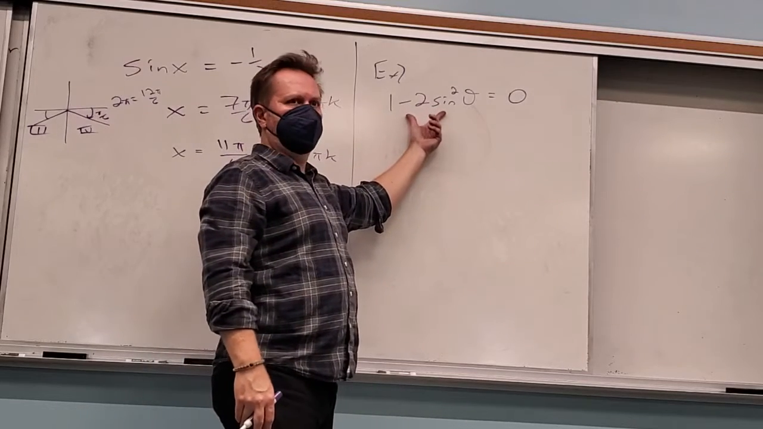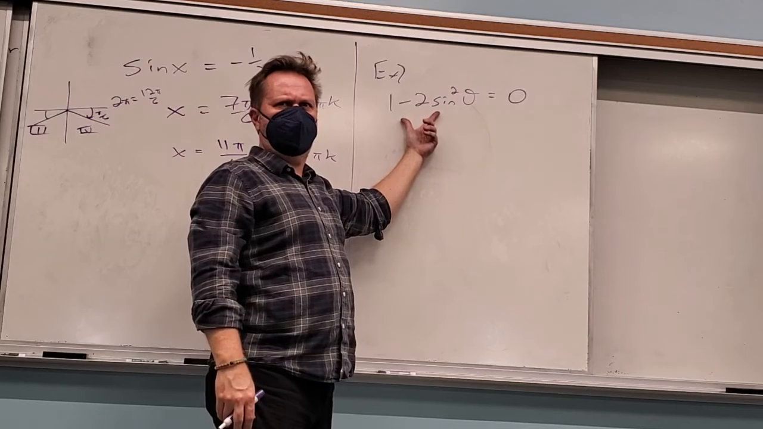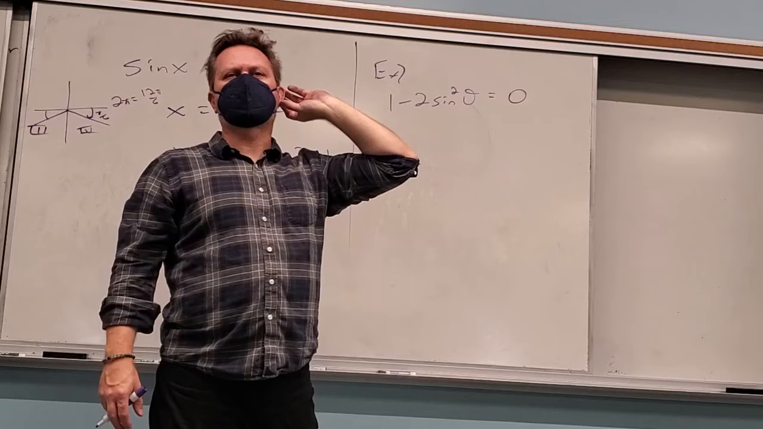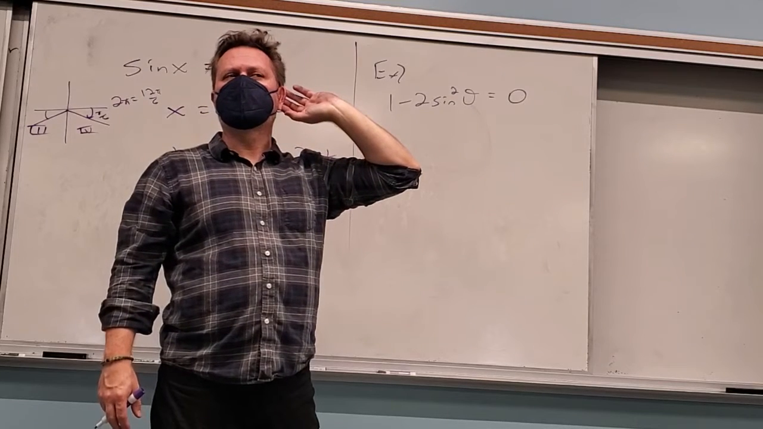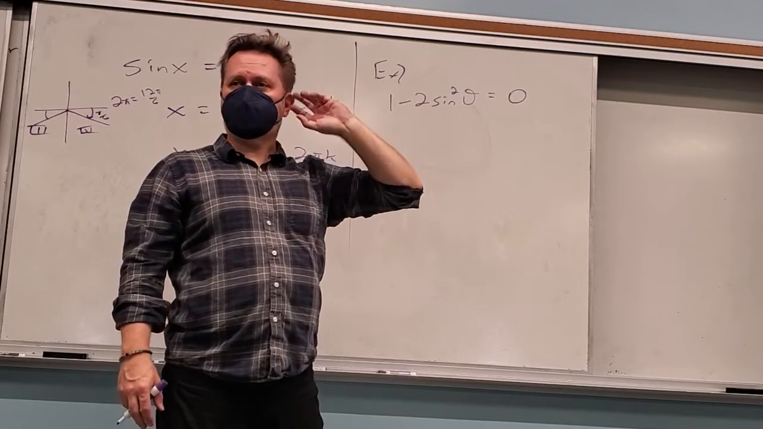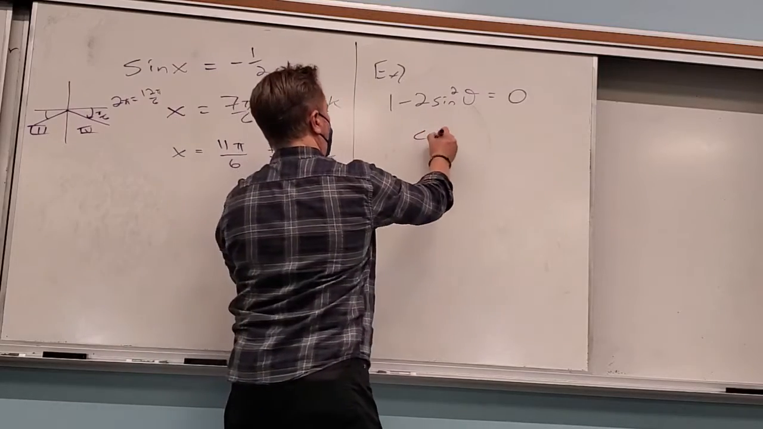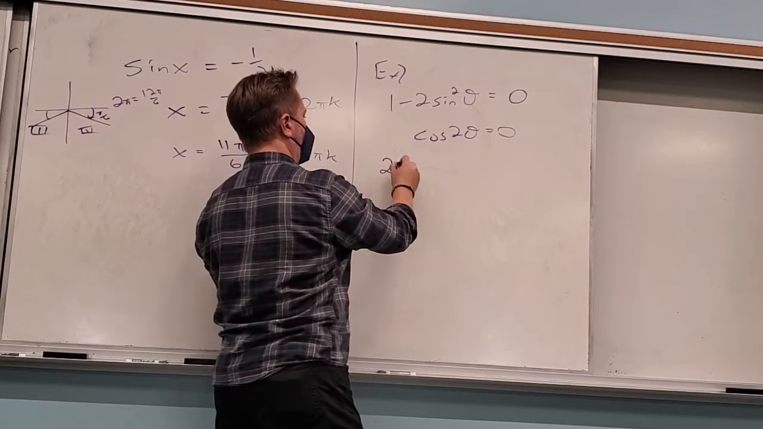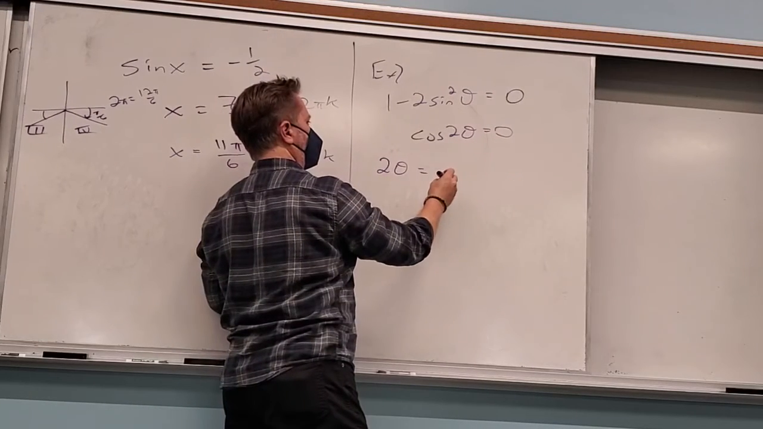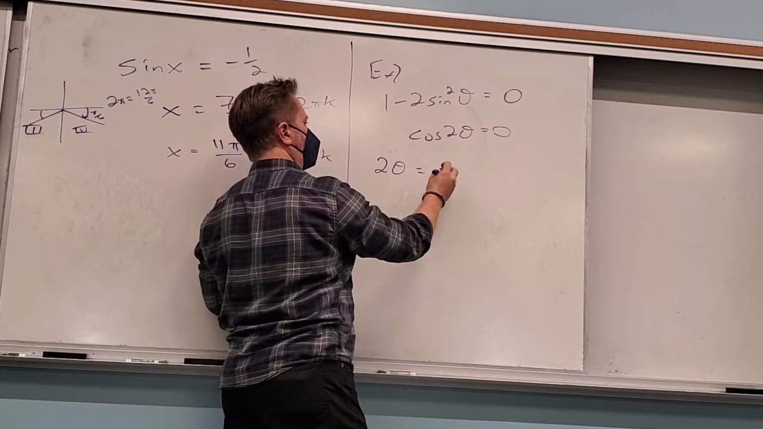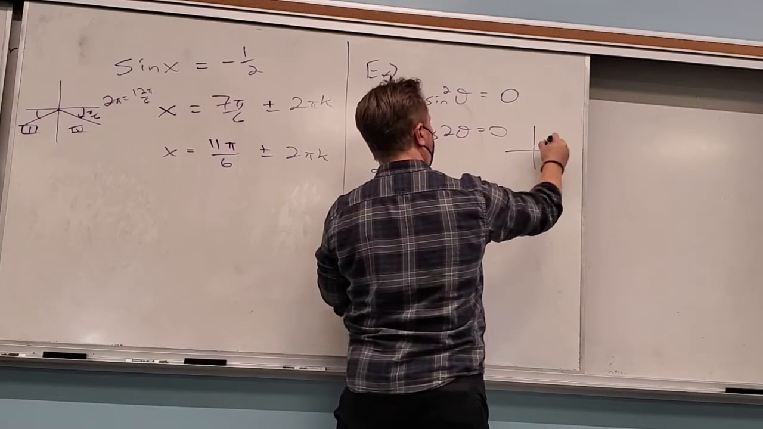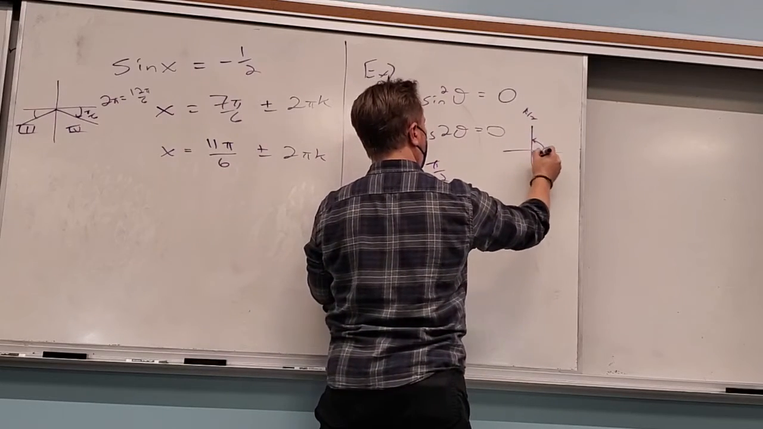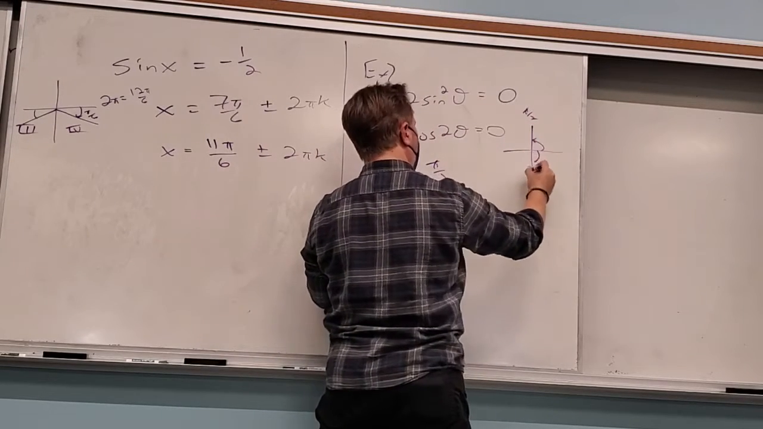What is 1 minus 2 sine squared theta? Does that look familiar to anybody? Cosine is something. Cosine 2 theta. This would be cosine 2 theta equals 0. So what angle makes cosine 0? Yes, good. So either pi over 2 or negative pi over 2, also known as 3 pi over 2.